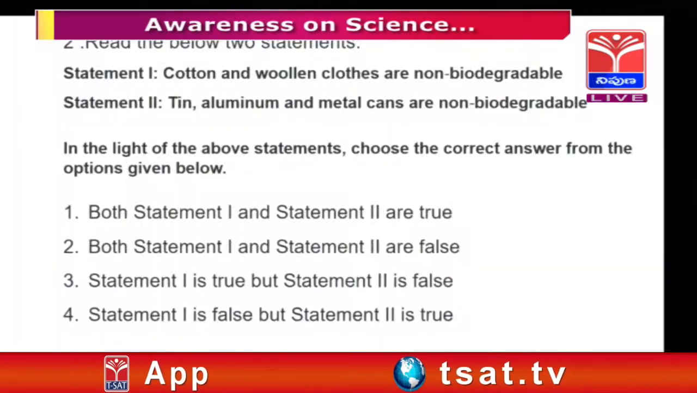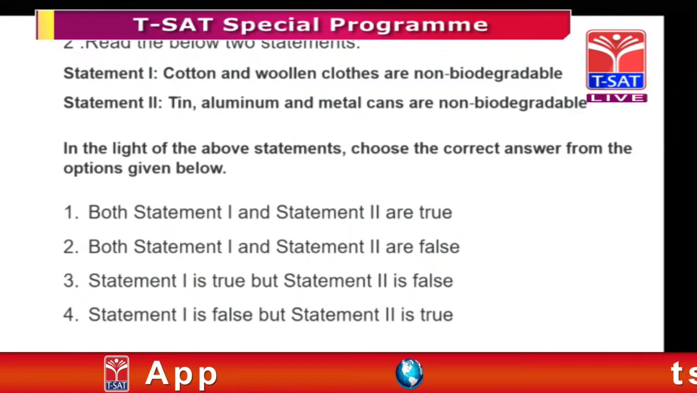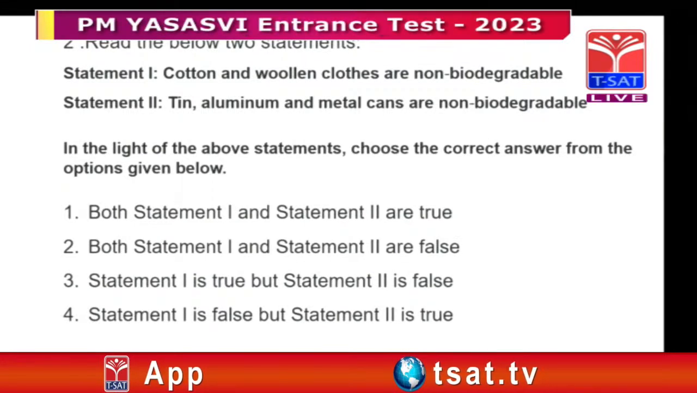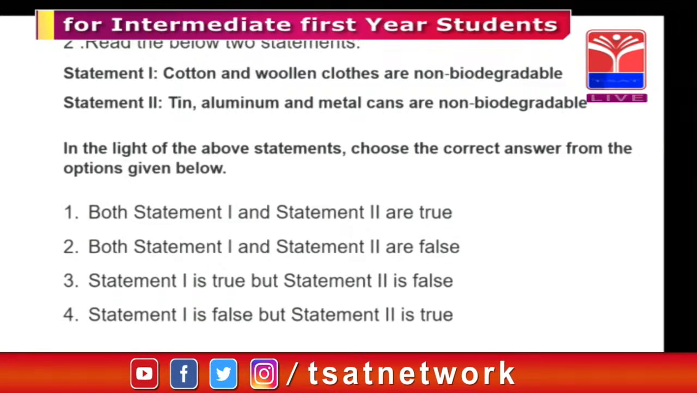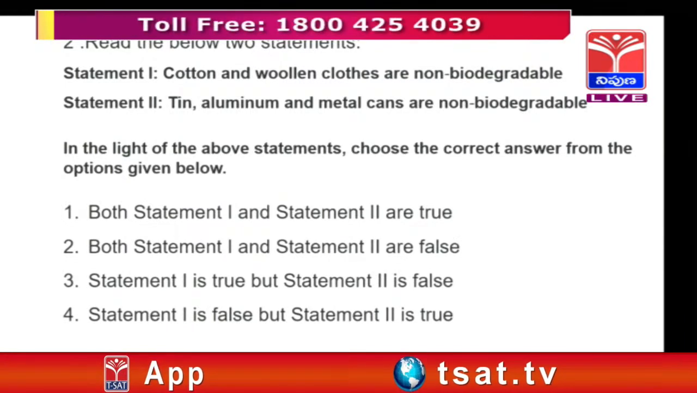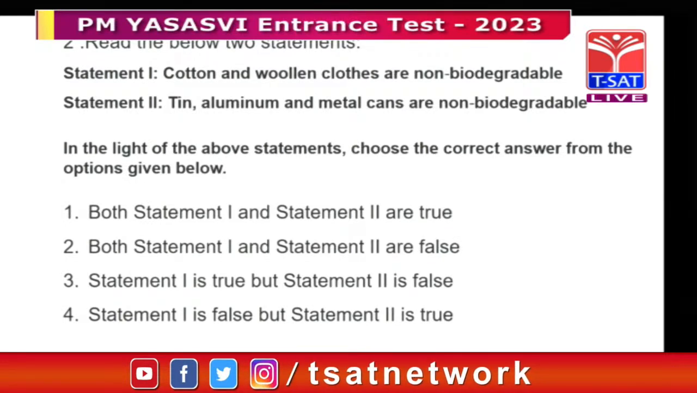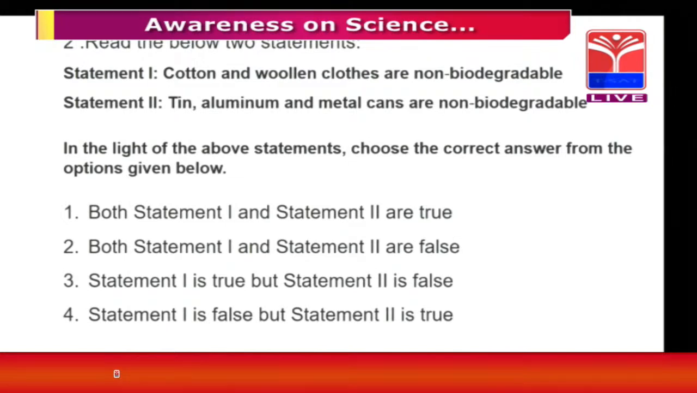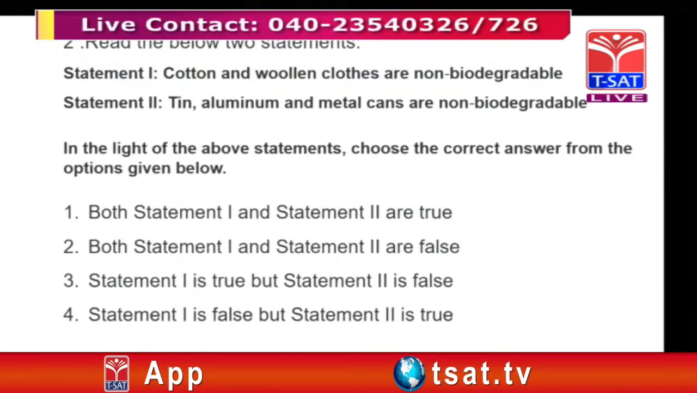As you know, I said one question from biological science and one question from physical science. So we are going to shift to the biological science question. Here two statements are given, and we have to say which is true: statement 1 is true, statement 2 is true, or both, like 4 options are given. Statement 1: cotton and woolen cloths are non-biodegradable. Statement 2: tin, aluminum and metal cans are non-biodegradable. Of course, the concept here is biodegradable, but the substances are different.